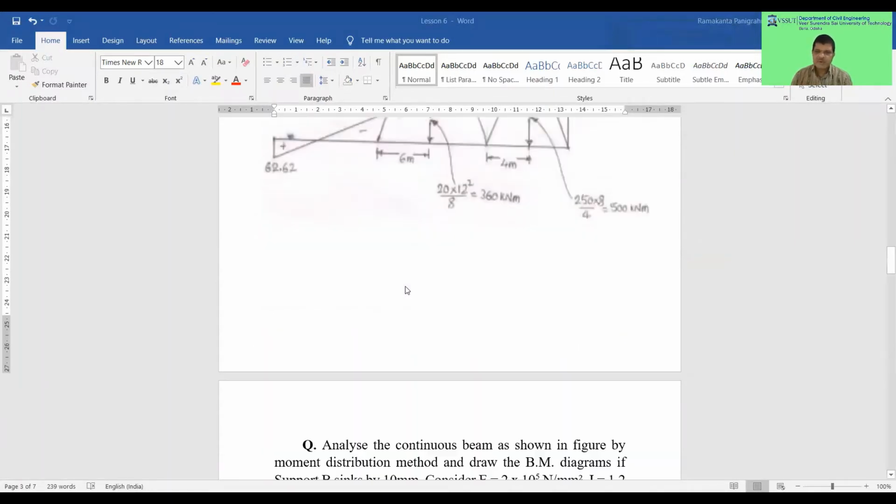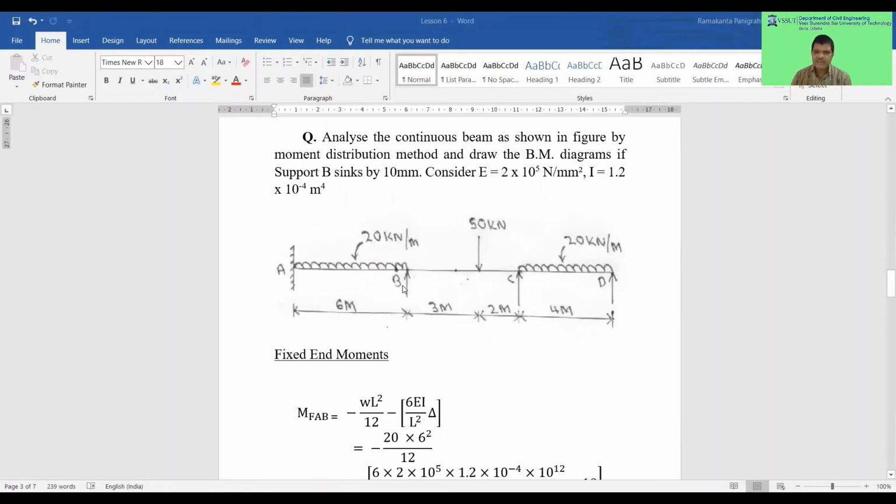Now let us go for the second problem. In the second problem, you see here the value of E and I is given. This is a continuous beam, and you have to solve it by the moment distribution method. What is the change from that problem to this problem? In span AB there is a UDL provided, and in span CD, earlier D was fixed. Now, because D is simply supported, the moment at D must be equal to 0.